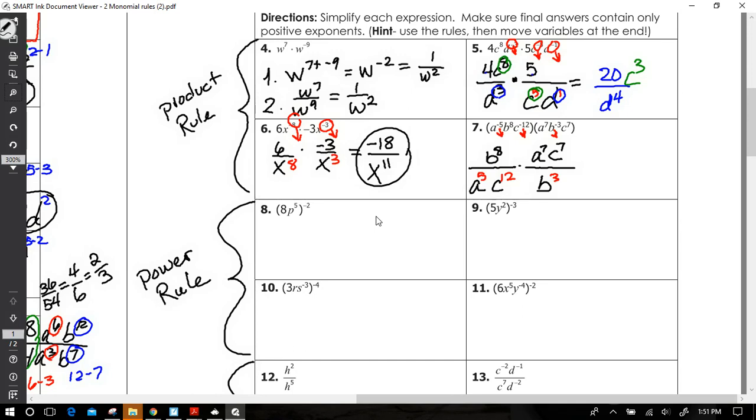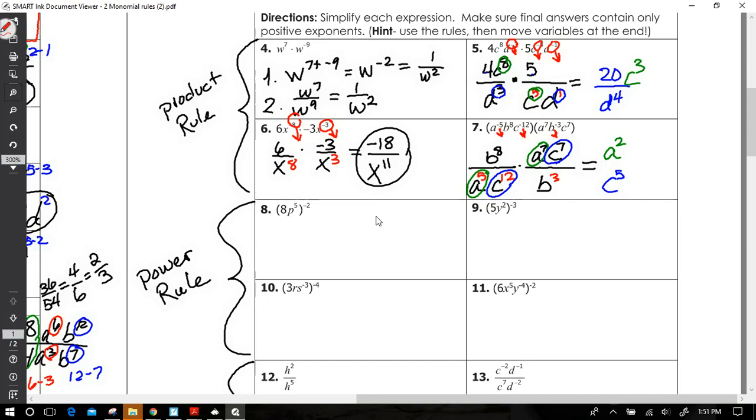In number 7, I have a little bit more going on. Let's start with the A's. So I have A to the 7th power and A to the 5th power. Well, the 7 is bigger, so the A will stay on top. And now I'm going to do 7 minus 5, which is 2. Next, I have C's. So I have 12 on bottom and 7 on top. 12 is bigger, so the C will stay on bottom, and then 12 minus 7 is 5.